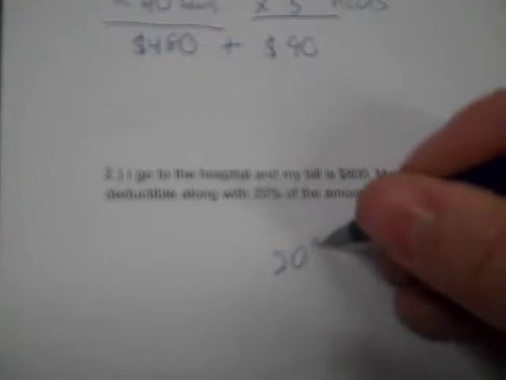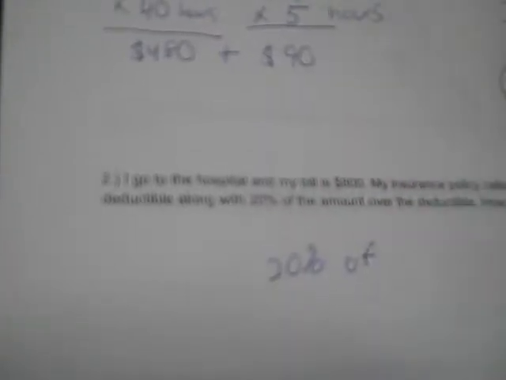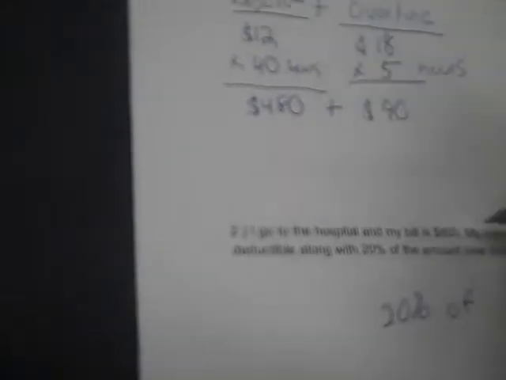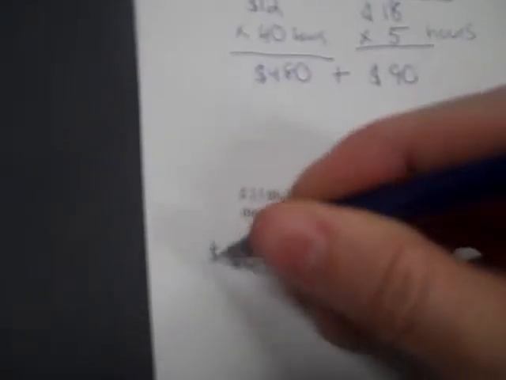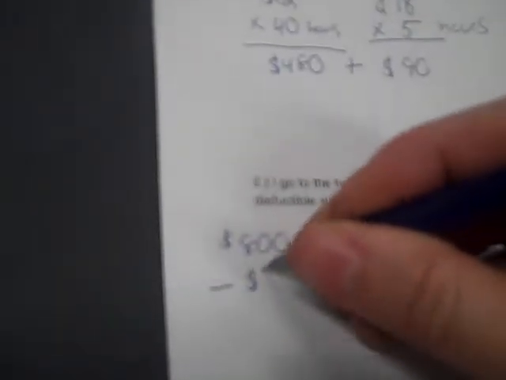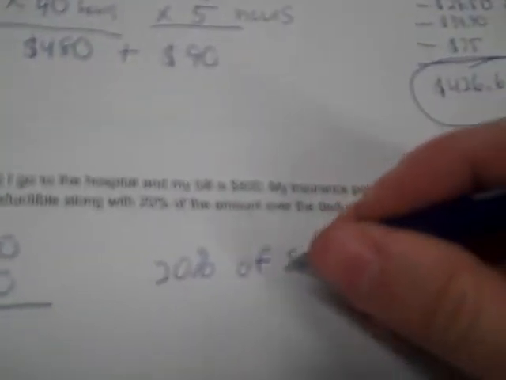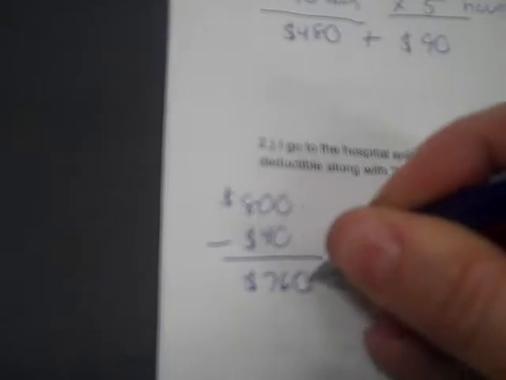Now, I have to pay 20% of something, okay? Over the deductible means we need to subtract. Take my bill, $800, and subtract the $40 deductible. And that's $760. Write that down so you know where it came from.